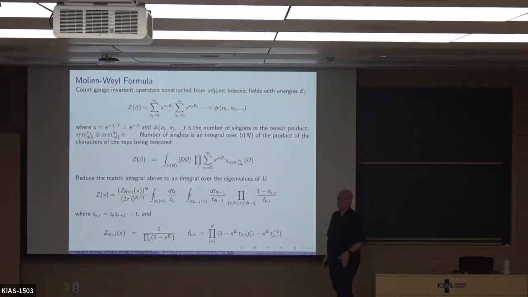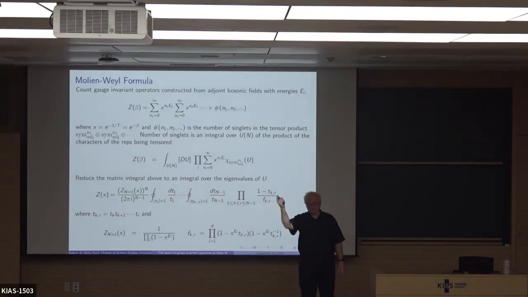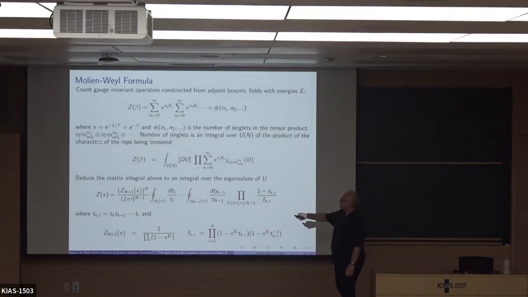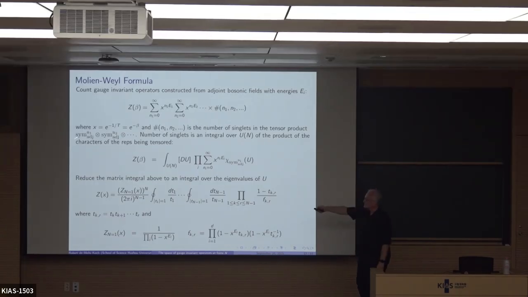Well, the A1 daggers are all in the adjoint. They're bosons, so you can swap them. So the A1 daggers are in the symmetric product of N1 copies of the adjoint. The A2 daggers are in the symmetric product of N2 copies of the adjoint, all the way up to the AD daggers, which are in the symmetric product of ND copies of the adjoint. And then to get the total representation of the state, just take the tensor product of these different representations. So that's the representation of the state.